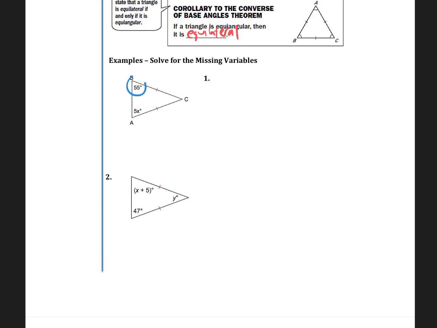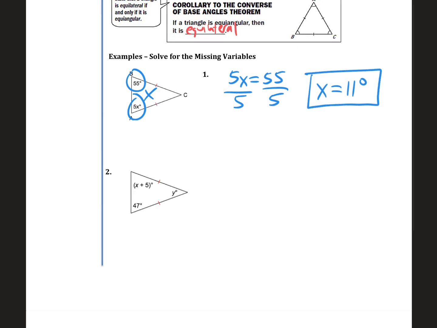So what are these angles right here? Sometimes we're going to be looking for the base angle. Sometimes we're going to be looking for the vertex angles. What are these? These are base angles, and are base angles congruent or something different? They are congruent, so we're going to set them equal, right? Because they're across from the legs. So 5x equals 55. How do we solve for x now? Divide by 5. We get x equals 11 degrees.